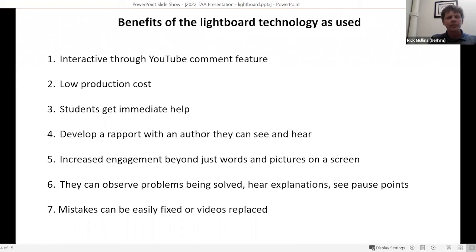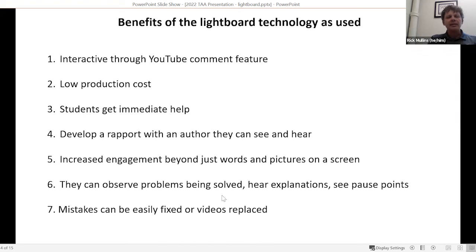You'll see tomorrow, if you come to tomorrow's presentation, I talk about how a textbook can develop a rapport, or how I hope a textbook can develop a rapport with students. This type of technology allows that to happen really well. So the students can see and hear the author. It's not Khan Academy style where they're just seeing structures on the screen. They're actually putting a face to this, and I think it humanizes the author in a way that can be positive, increasing the engagement beyond, as I said, just words and pictures on the screen.